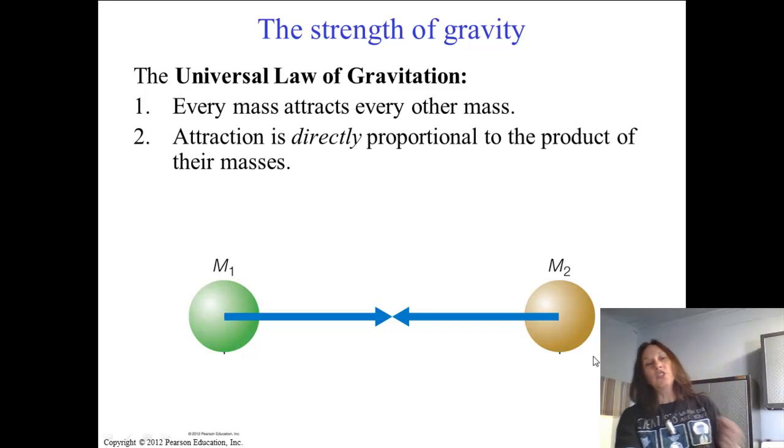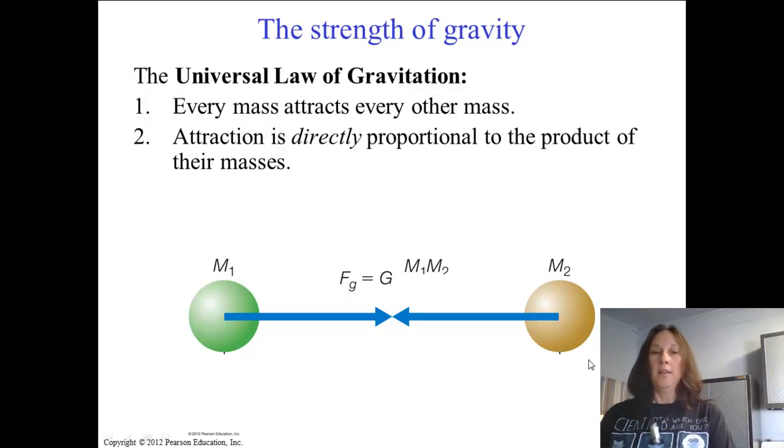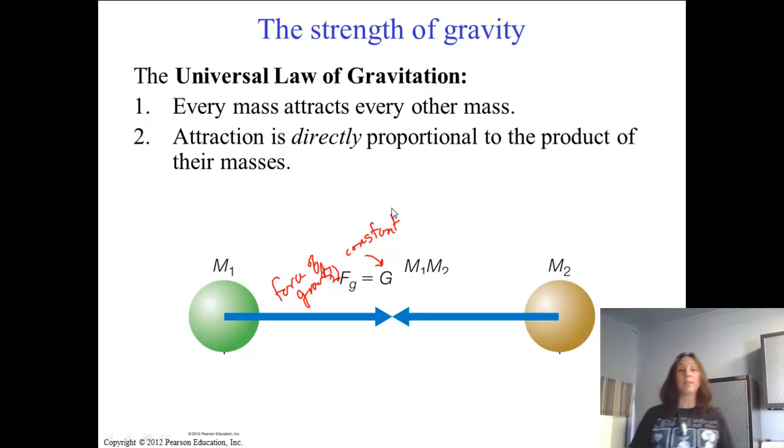I'm going to start to reveal down here the FG. This is the force of gravity. And this is the gravitational constant. We have a lot of constants in physical science associated with how this universe behaves. So that's the gravitational constant. The M1 and M2 vary depending upon the mass of your green one and the mass of your gold one.